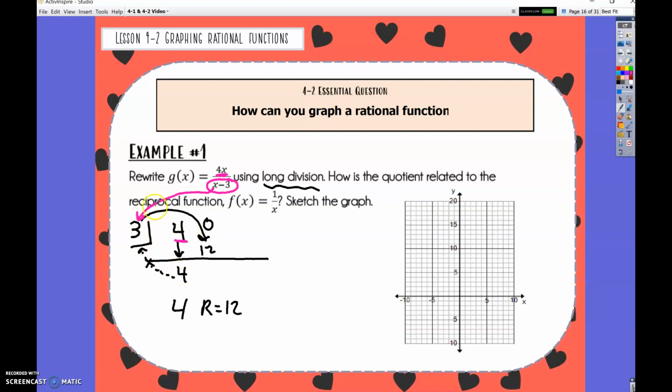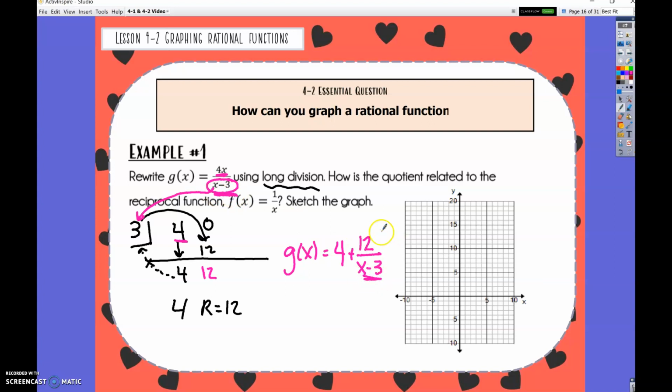Drop down the 4, multiply, give me 12. So I have this 12 left over. Our answer is just a 4 with a remainder of 12. It's not even a linear function, it's just a constant. What this actually means is our new function g of x could be rewritten as 4 plus 12, because that was your remainder, over the divisor of x minus 3. You can always put that divisor of x minus 3 back under the remainder.